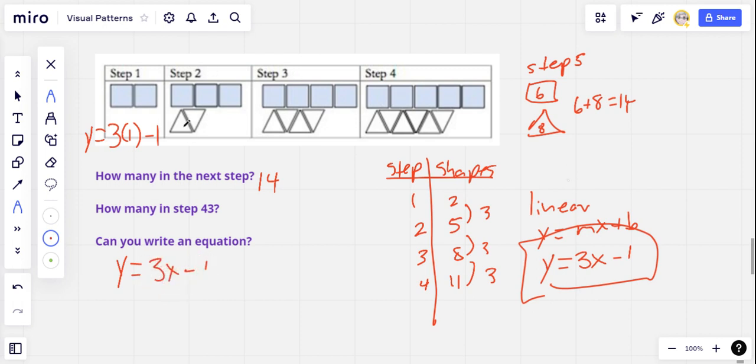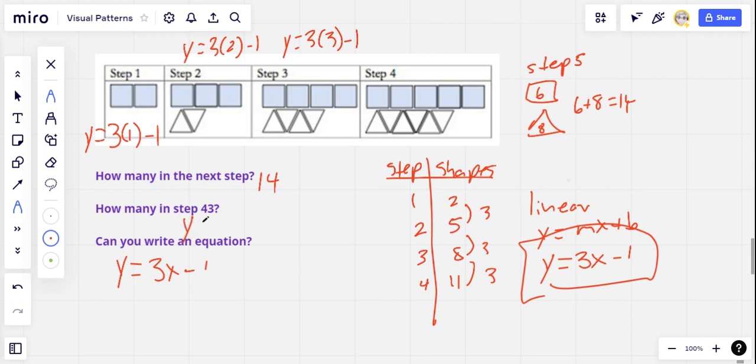We can go ahead and test this with a couple. So in step 2, we'd say y equals 3 times 2 minus 1. 3 times 2 is 6, minus 1 is 5. Yeah, there are 5 shapes there. In step 3, y equals 3 times 3 minus 1. That'd be 9 minus 1, that's 8 shapes. And that's how many there are. So this equation is predicting accurately what's in our pattern.